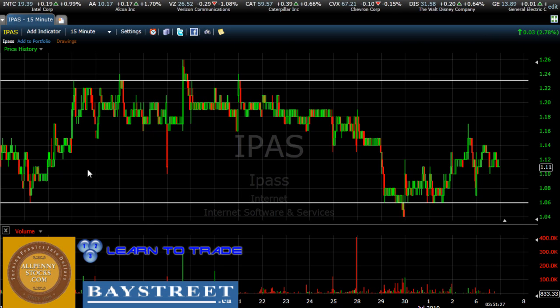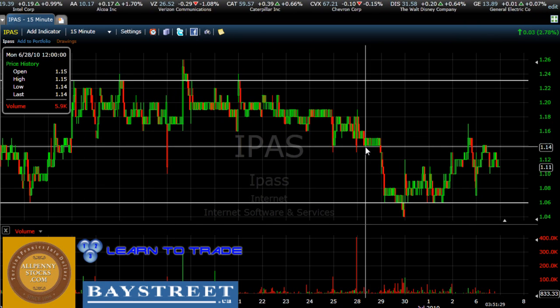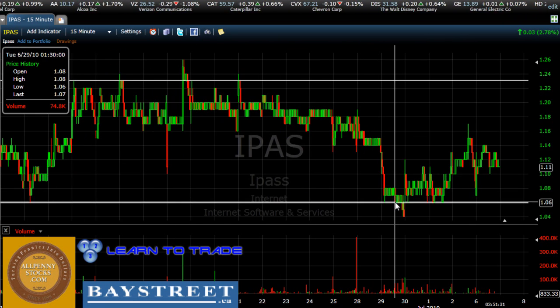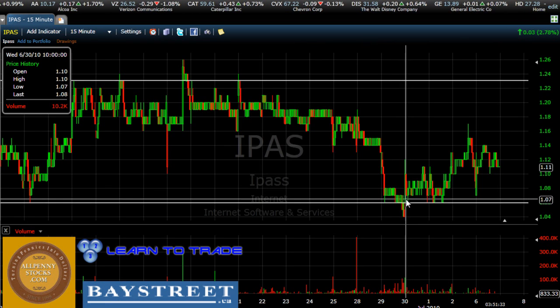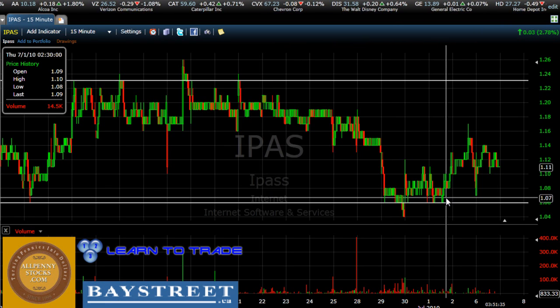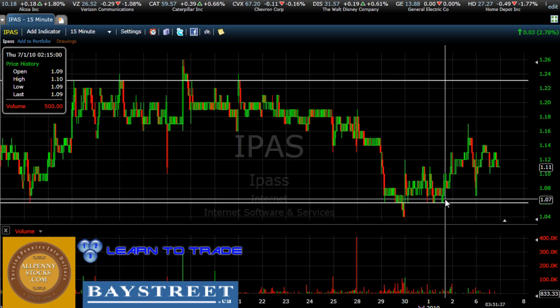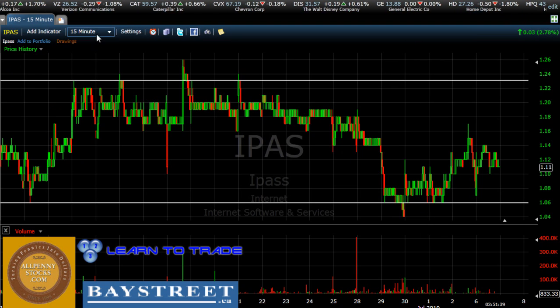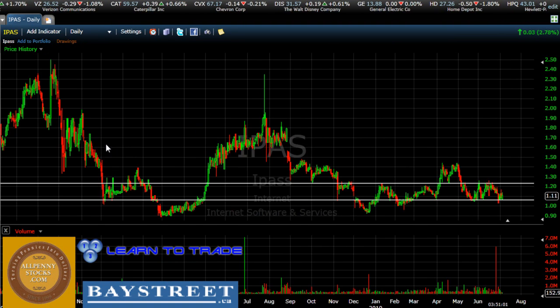As we can see, price rallied quite strongly and then pulled back more recently down to this 1.06 area. We tested that area at least 3 or 4 times now, and price appears to be responding to that area quite strongly. So let's zoom out to the daily chart and see exactly what's going on in the bigger picture.